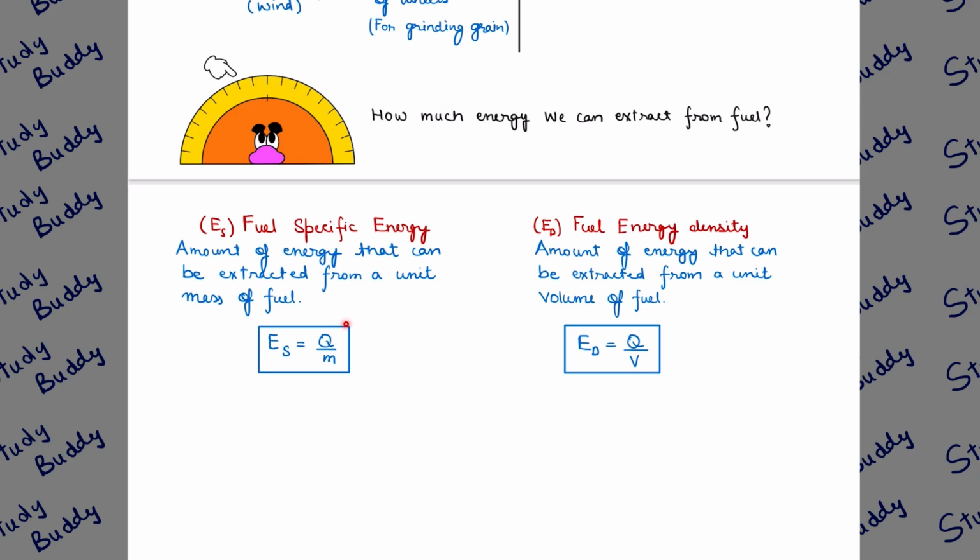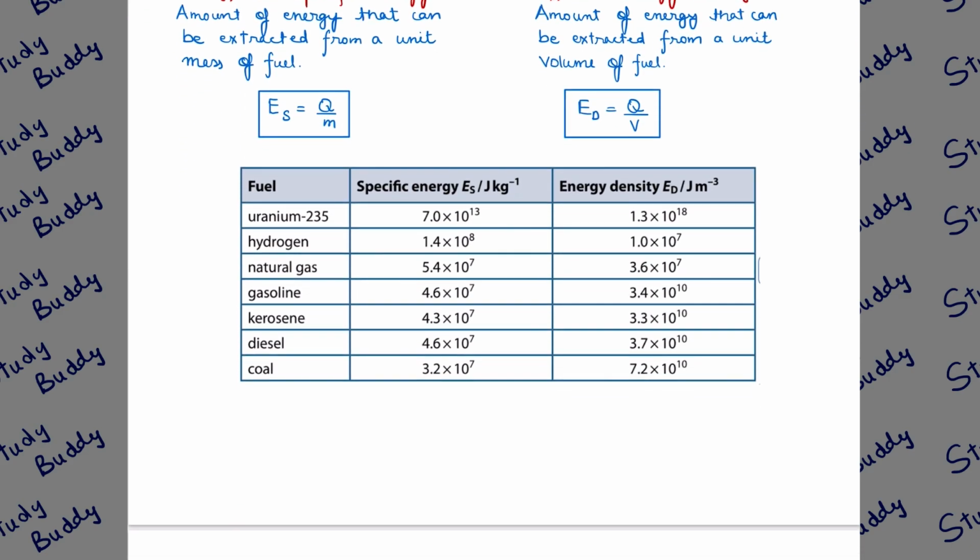So as you are aware, Q is basically energy, and we calculate that with the unit joules, mass in kg. So unit for ES would be joules per kg. ED unit will be joules per meter cube. Now in this table, you can look at certain fuels, their specific energy and energy density. More the specific energy and energy density, better the fuel.